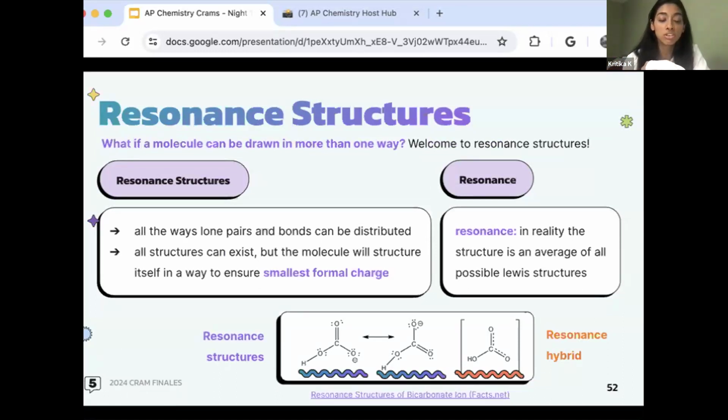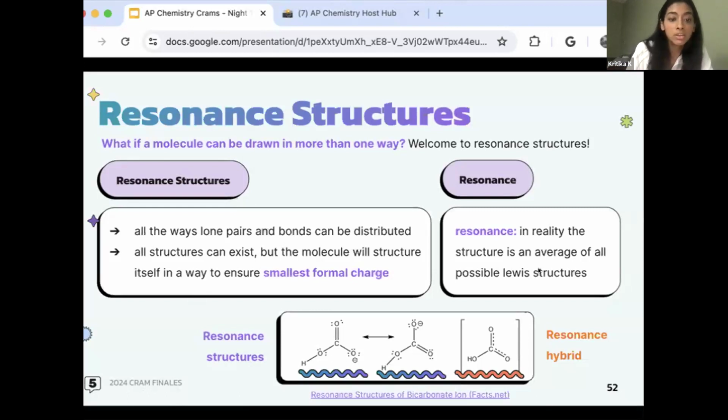Resonance structures help us consolidate the different places that these electrons can be and represent it more accurately to real life. So all structures can exist, but the molecule will structure itself in a way to ensure the smallest formal charge. So resonance, in reality, the structure is an average of all possible Lewis structures that we just went over.